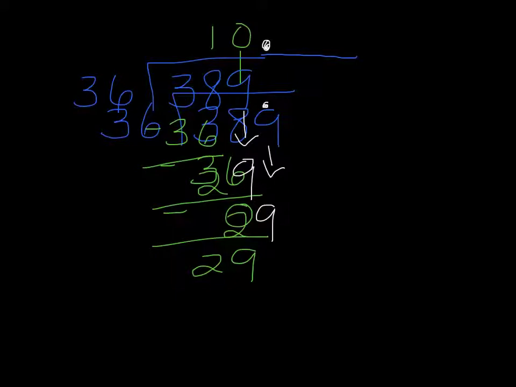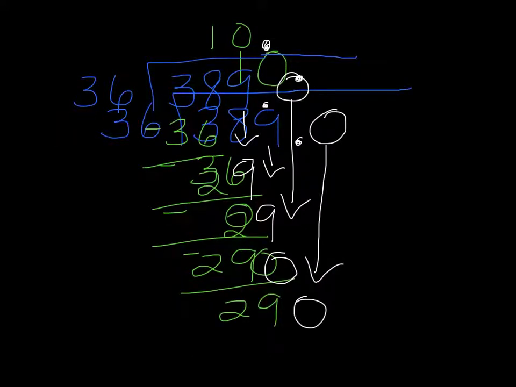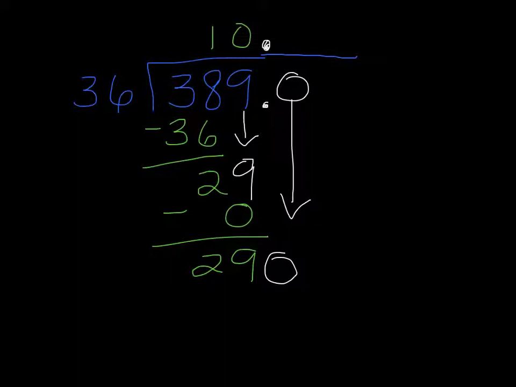Alright, so now I can add my 0 back here, bring down. So now I have 290 divided by 36. How many times does 36 go into 290? So this is a little trickier when we have bigger numbers like this. So I'm going to round 36 to 40, and I'm going to think about 290 as 300. So I'm going to think, how many times does 40 go into 300?